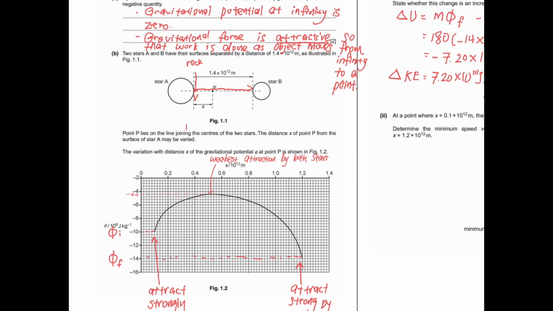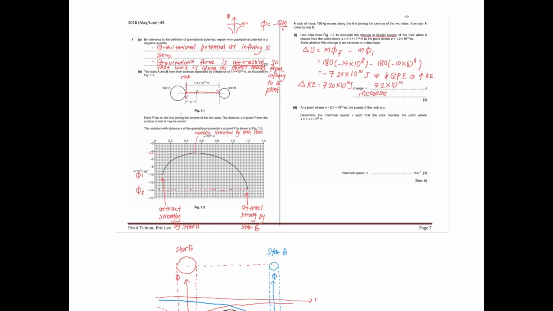So imagine, like what I said, when it's at the surface of star A, the rock is strongly attracted by star A. So when it's at the surface of star B, of course, based on the graph, it is strongly attracted by star B. So there is a particular point in between where it is kind of far away from star A, so the attraction by star A is kind of weak, and it's kind of far away from star B, so the attraction by star B is very weak. So it's that particular point.